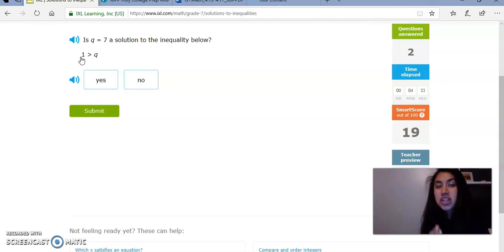But let's see if you want to see it the other way. 1 is greater than 7. Is 1 greater than 7? No, it is not greater than 7. So, no, it does not make the inequality true.